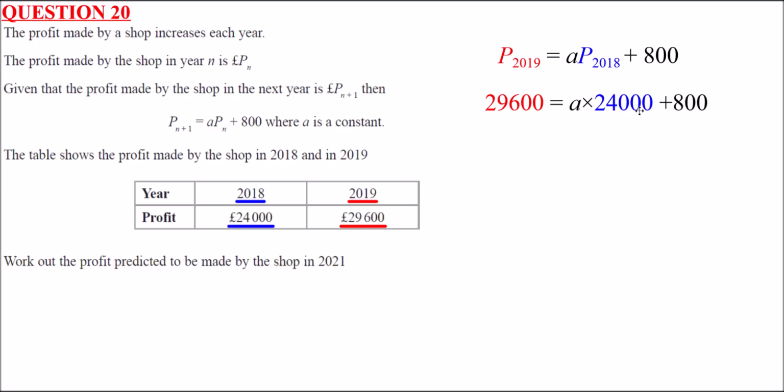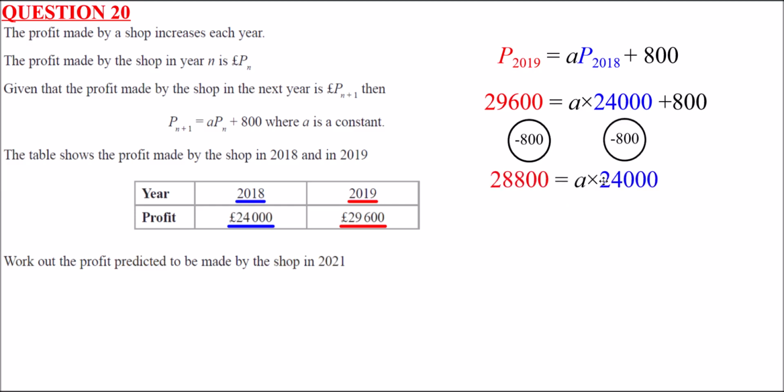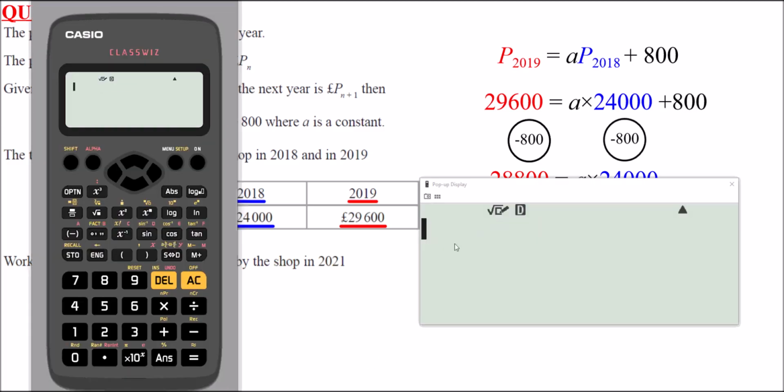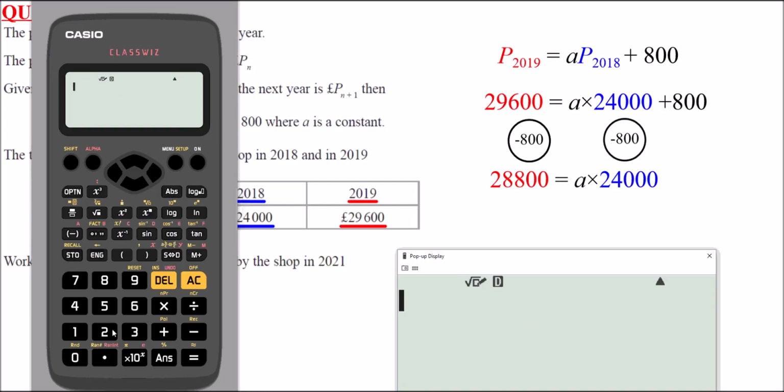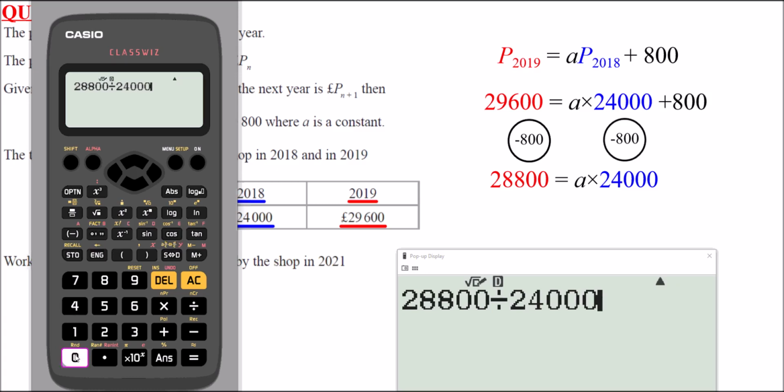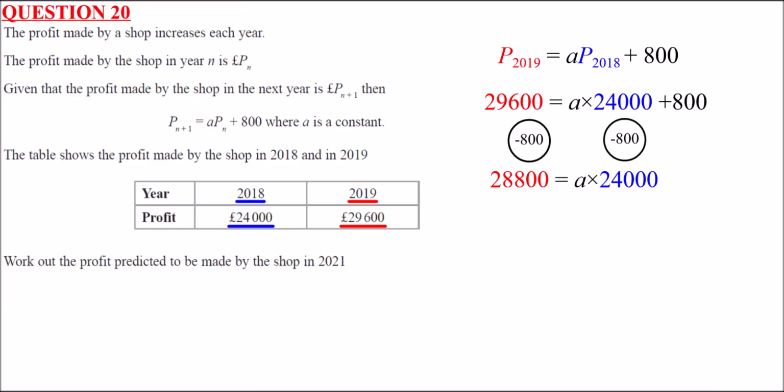So my first decision I'm going to make is to take away 800 from both sides. So that would then give me 28,800 equals a times 24,000. Then finally we can divide both sides of that by 24,000. So 28,800 divided by 24,000 gives us 6 over 5, which is 1.2. So therefore, the value of a, once we divide it by 24,000, is 1.2.